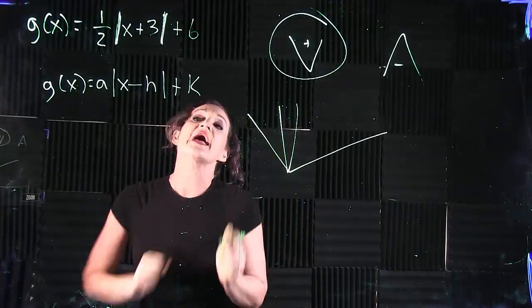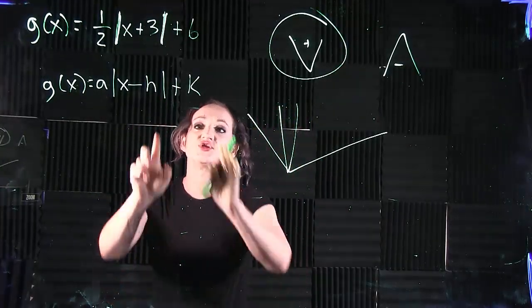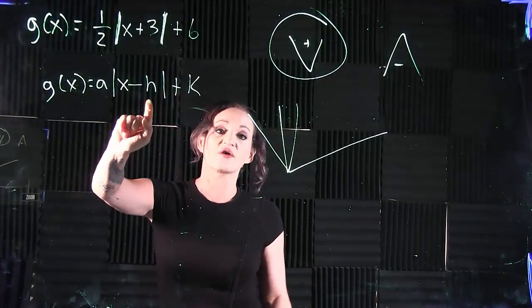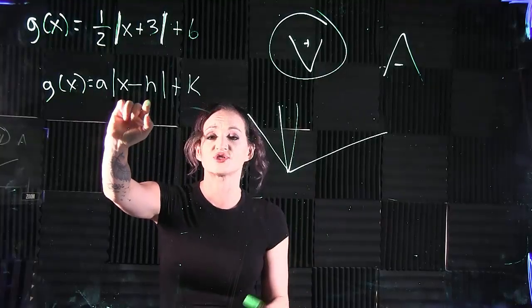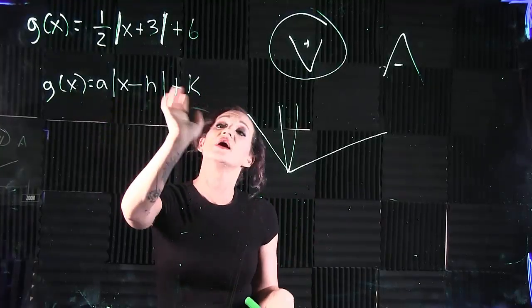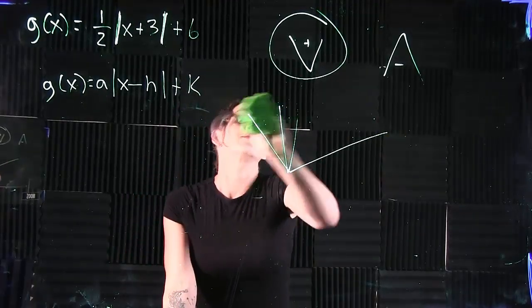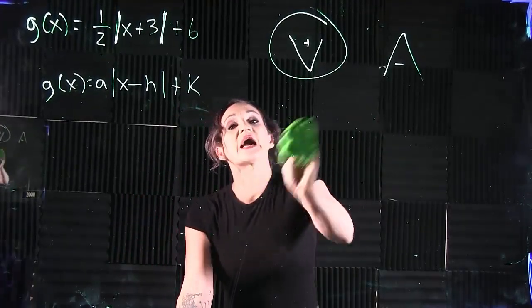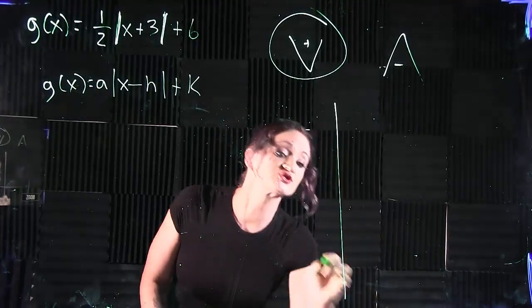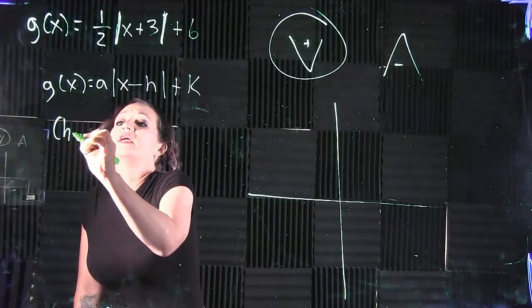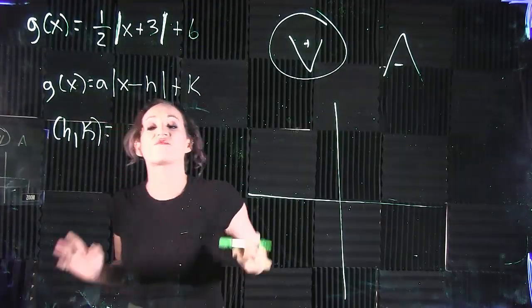The next most important thing to pay attention to is HK. H on the inside of your absolute value bars refers to a horizontal shift. It's a movement left or right on your graph, where K is a vertical shift up or down. Now, I always say when it comes to these style of graphs, you always want to start by plotting HK. HK is going to be our first point here.